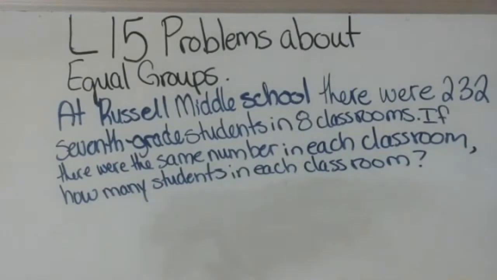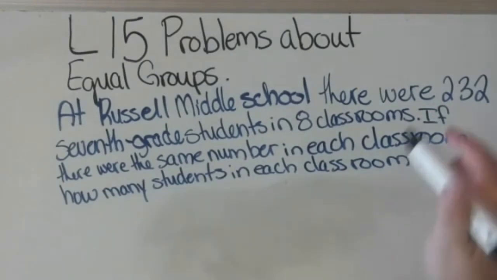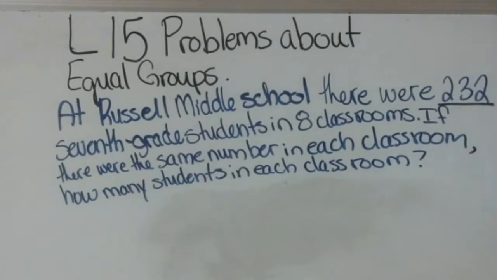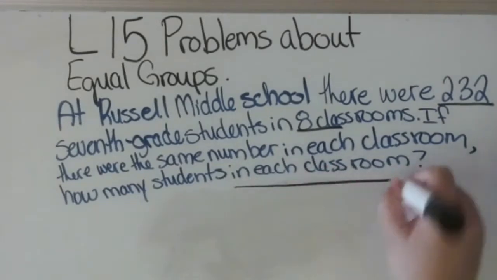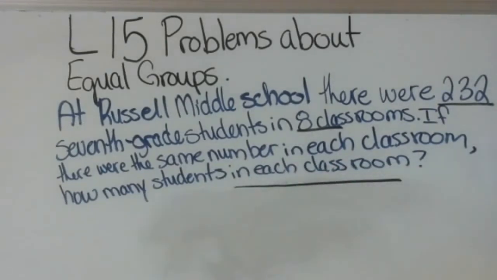So what we want to look at for this one is what information we have and what information we don't have. So at Russell Middle School, there were 232 seventh grade students in 8 classrooms. If there were the same number in each classroom, how many students would be in each classroom? So we're just looking in each classroom. That's our question. How many students in each class?